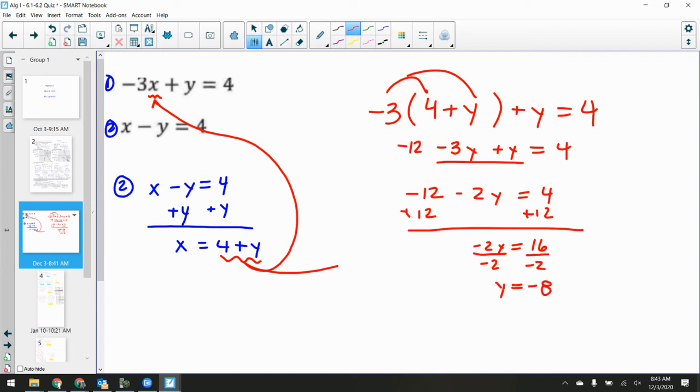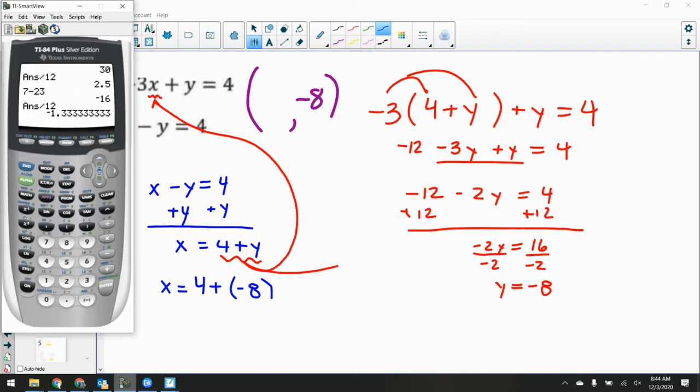All right, so I've got part of my answer here. If I want to start my answer, it's something comma negative 8. I just got to figure out what that other something is. And here's the best place to find it. I already have an equation set equal to x. X is equal to 4 plus y. So 4 plus a negative 8. And I just put it in parentheses because it's a negative.